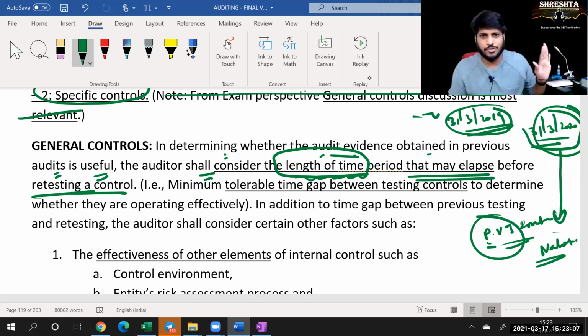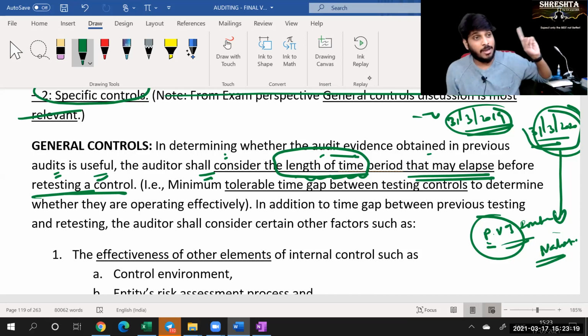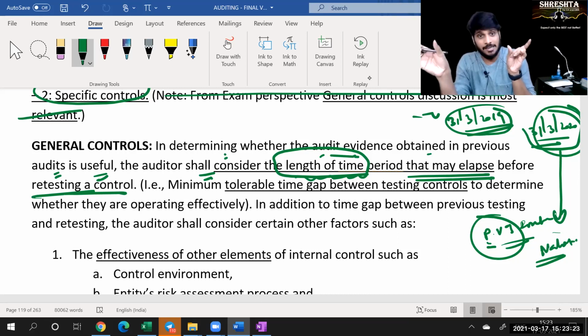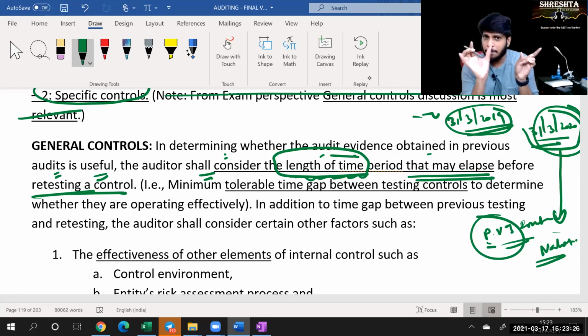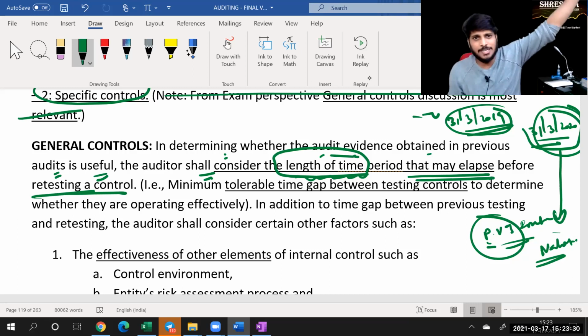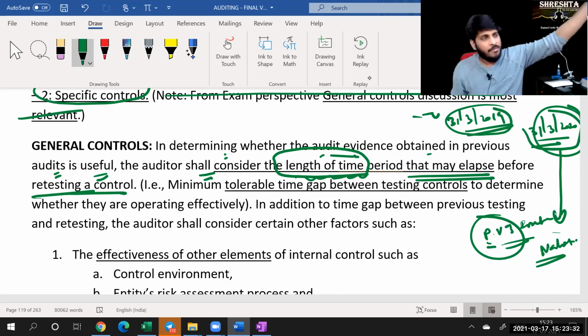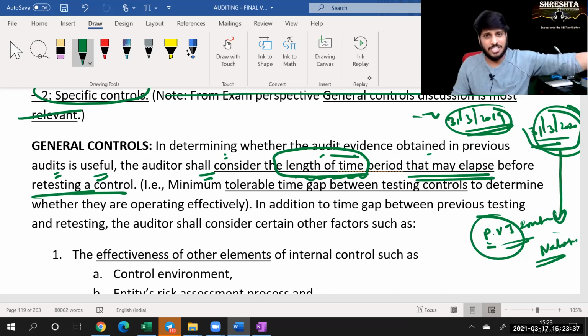Same way for every control, what is the maximum gap where retesting can be done? The auditor has to identify. For general controls, you need to check what is the maximum gap. Last time I got evidence related to general control. Now, how long is that evidence valid? What is the maximum period for which I can use this evidence? Evidence which I got 3 years before, I can't use today. But last year only I verified, just 11 or 12 months back. Can I use that evidence?